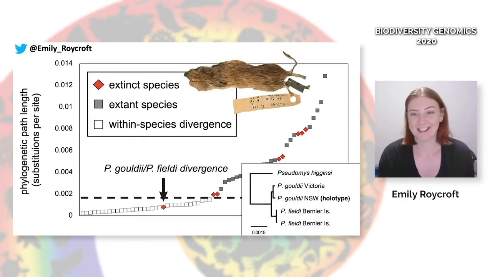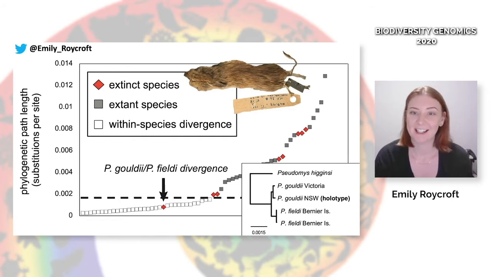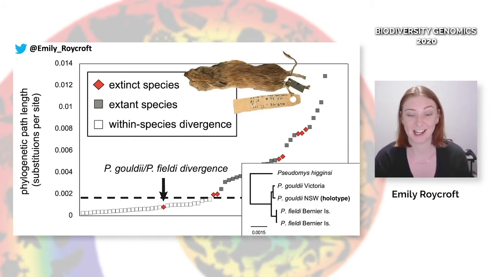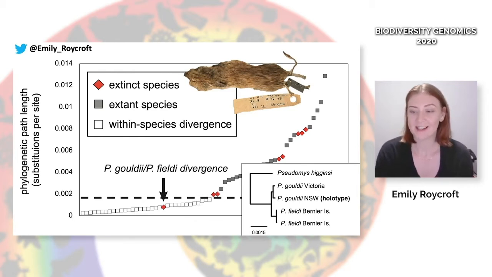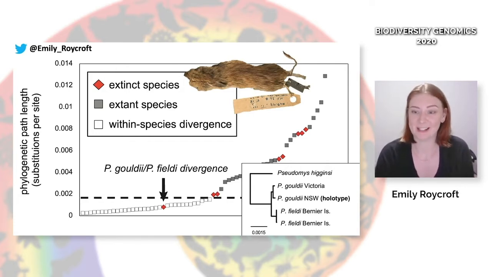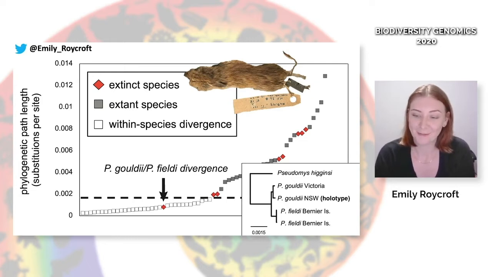So what is that species? Well, it's the Gould's mouse. And what these data are telling us is that the Gould's mouse, Pseudomys gouldi, is genetically indistinct from its closest relative, Pseudomys fieldi, the Shark Bay mouse. So what this result says is that the extinct Gould's mouse is actually not extinct. It's the same as the Shark Bay mouse, which persists on an island off the coast of Western Australia in Shark Bay.